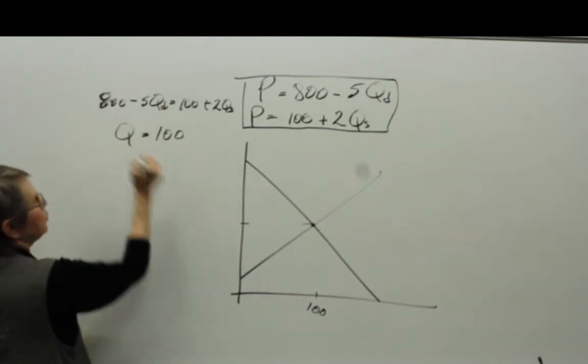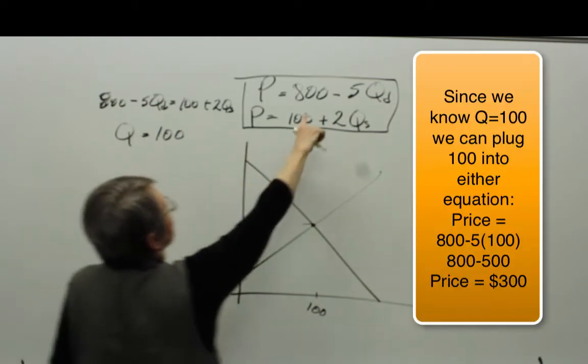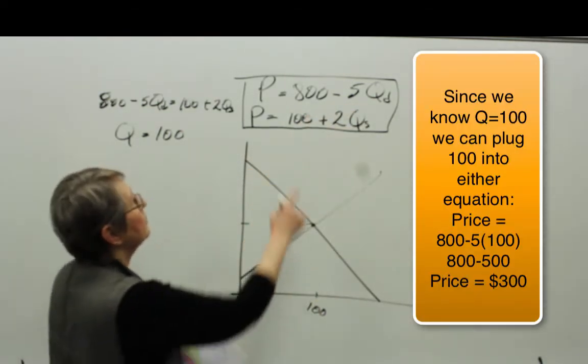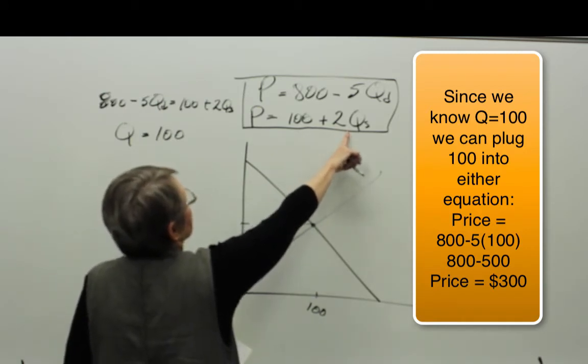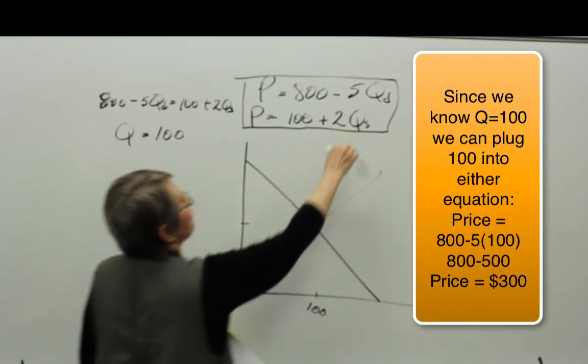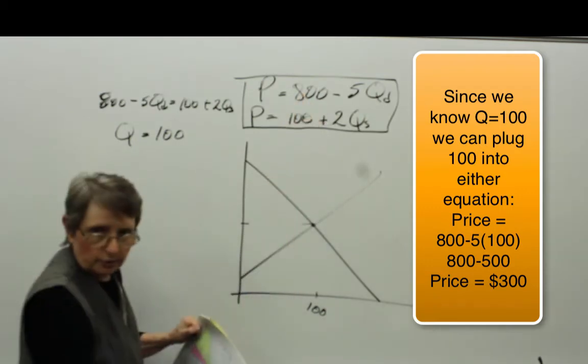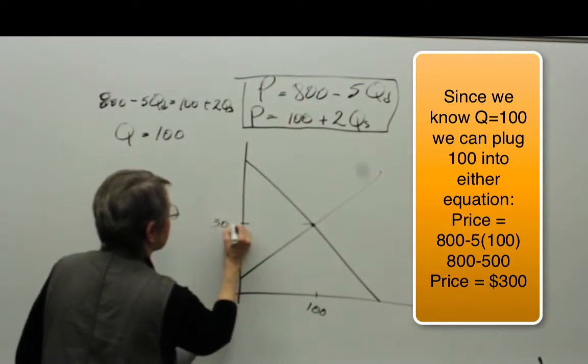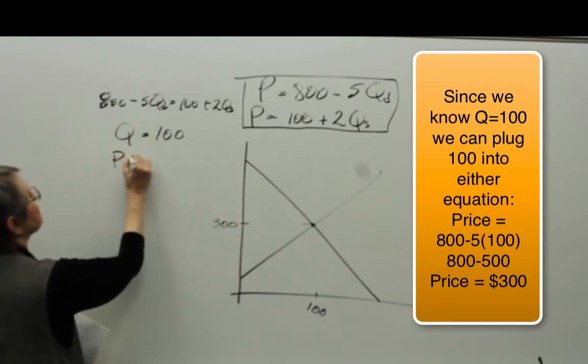And then this Q equals 100, you can plug it in either to the demand equation or the supply equation. It doesn't matter. If you put 100 in there, the price turns out to be 300. If you put 100 in there, the price still turns out to be 300. So my price is 300.